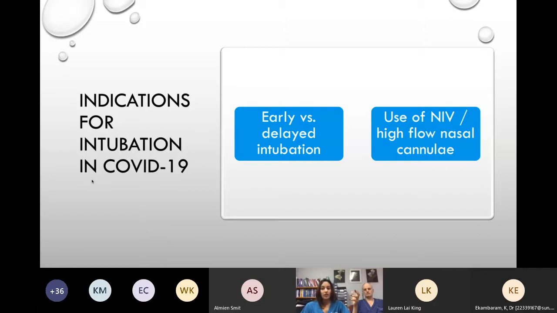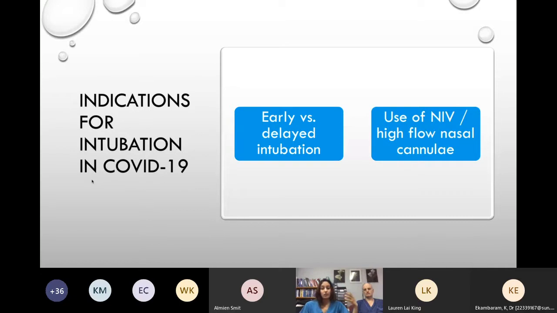With awake proning, it doesn't work quite as well with NIV, with the big mask on the patient's face, but with high flow nasal cannula as well as with face mask oxygen, it's quite a good option. You just ask the patient to prone themselves or to lie on their sides if they're a little bit obese, and you can actually visibly see the saturations coming up.